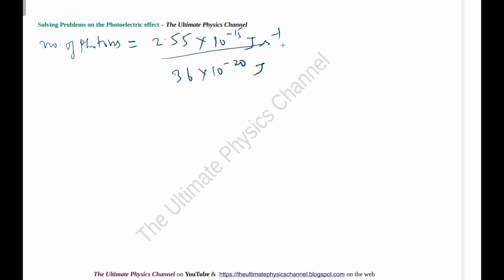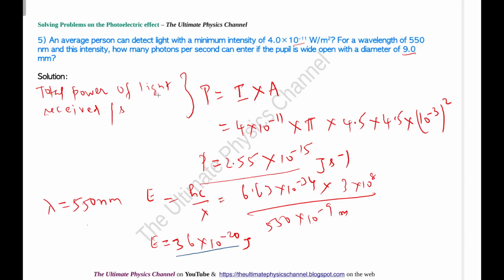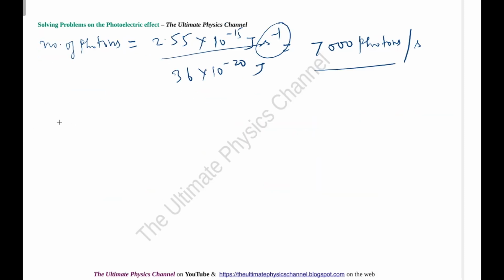So that would give us number of photons per second, right? If you do the math, you would get about 7,000 photons per second. So in the question it is asked clearly, how many photons per second can enter. So the answer is 7,000. Let's move ahead to the next problem.